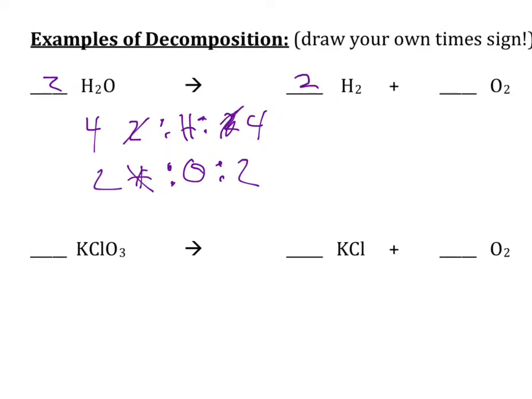All right, next one, K, C, Cl, and oxygen. So this is going to be the last one that I do like this, and I'm going to show you how you can do these even faster. There's 1 potassium on either side, there's 1 chlorine, there's 3 here, there's 2 here. All right, so the potassiums are fixed, the chlorines are fixed, but the oxygens are not.